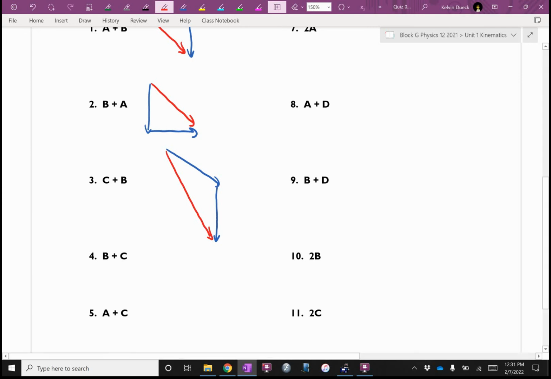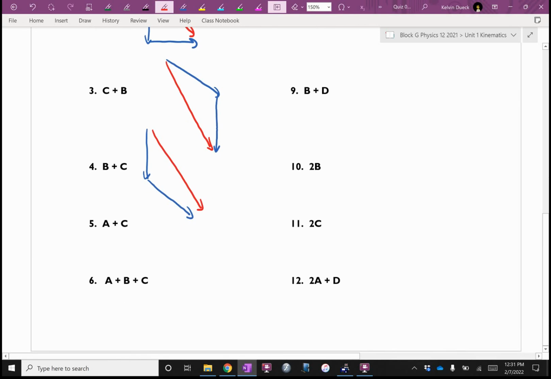B plus C should give me the same resultant because the order doesn't matter. Let's see. That would look like this. There's vector B. There's vector C. There's the resultant. A plus C. Okay. There's vector A. There's vector C. I guess, oh, you know what? I should probably draw A a tiny bit longer just to be better to scale. Kind of looks like that, yes?